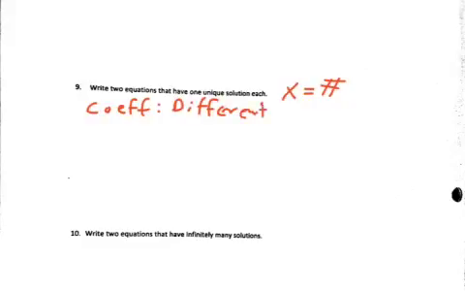Take a look at number 9. One unique solution. So that means you're going to have x equaling a number. Well, that means basically your coefficients need to be different. And your constants can also be different. Okay, so think about that when you write your equations.